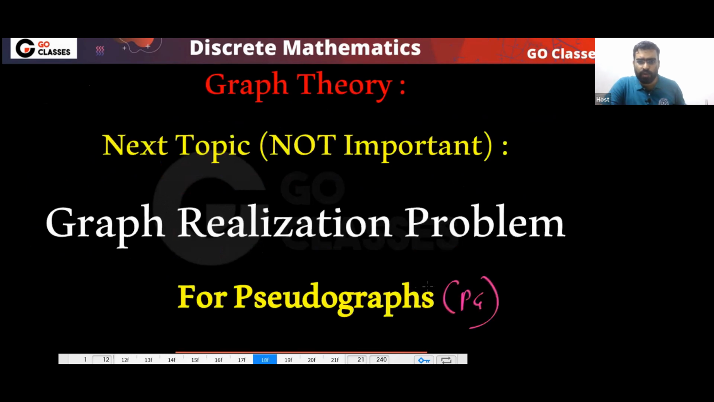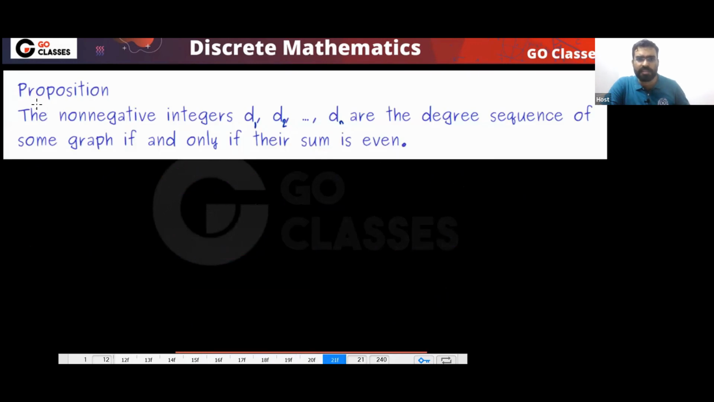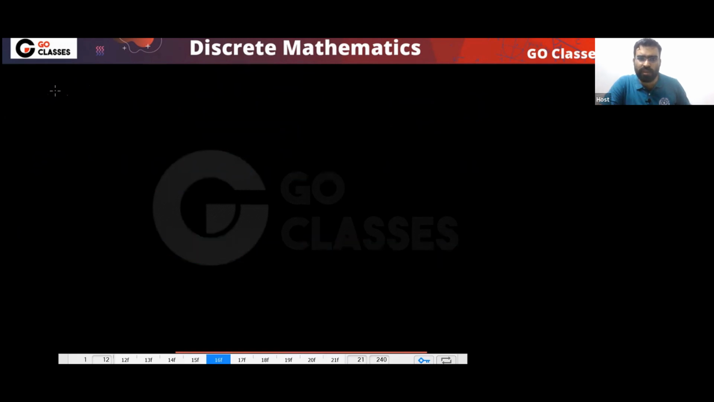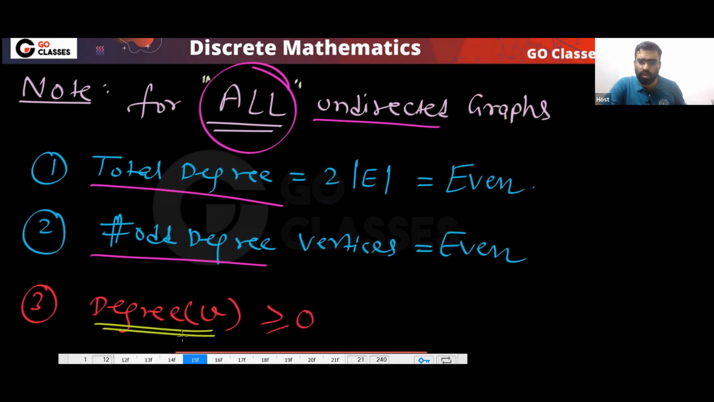Now let's see the condition for a pseudograph. The condition is very simple. It says that you have non-negative integers, because the degree of any vertex is always greater than or equal to 0. The degree of any vertex is always a non-negative integer. This you already know. So these three things will always happen.